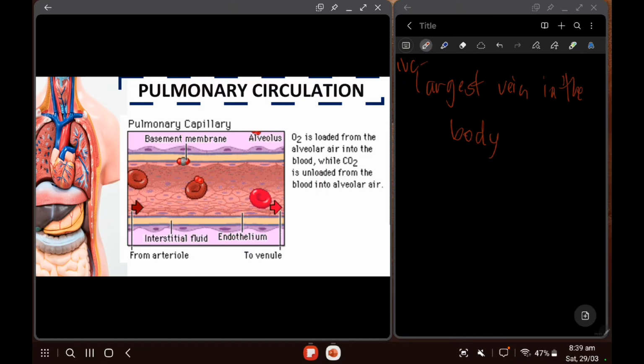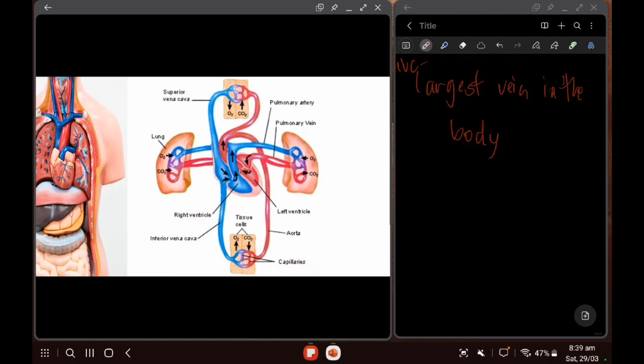Then, this is pulmonary circulation. In the pulmonary capillaries, O2 is loaded from the alveolar air into the blood, while carbon dioxide is unloaded from the blood into alveolar air. In the lungs, the blood exchanges carbon dioxide and picks up oxygen. So, that's how they exchange. And then, we have the circulation again.